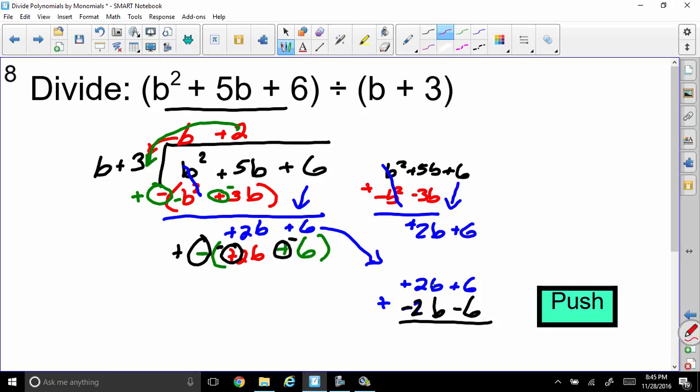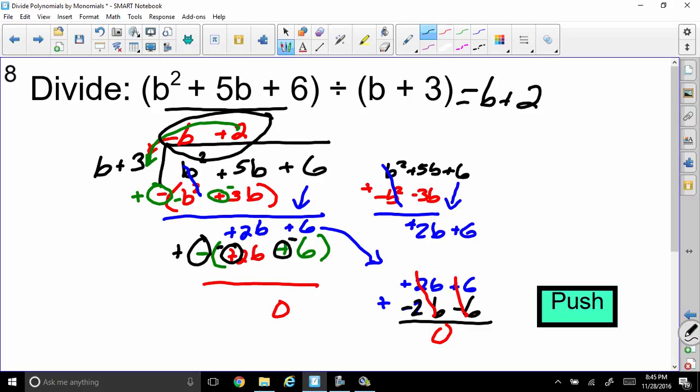I have a positive 2b plus a negative 2b. Well, that adds up to 0b, so that cancels out. And now I have a positive 6 plus a negative 6, and that adds up to 0. They canceled each other out. So I have no remainder. So my answer is going to be right here, b plus 2. So when I divide b squared plus 5b plus 6 by b plus 3, I get b plus 2. And that is my answer.